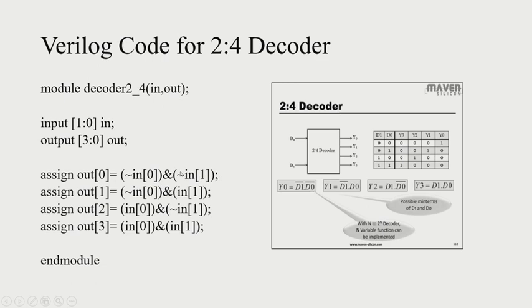Assign out 0 for the LSB. You can compare out 0 with y naught. Here y naught will be written as d1 bar and d naught bar. Similarly, out 0 is nothing but input 0 bar and input 1 bar, because here the two different inputs are input 0 and input 1. Similarly we can write for 1, 2 and 3 also. With this we can write the code for the 2:4 decoder.